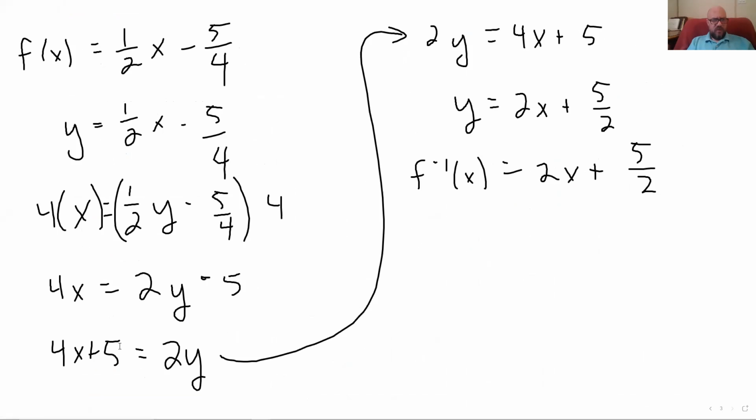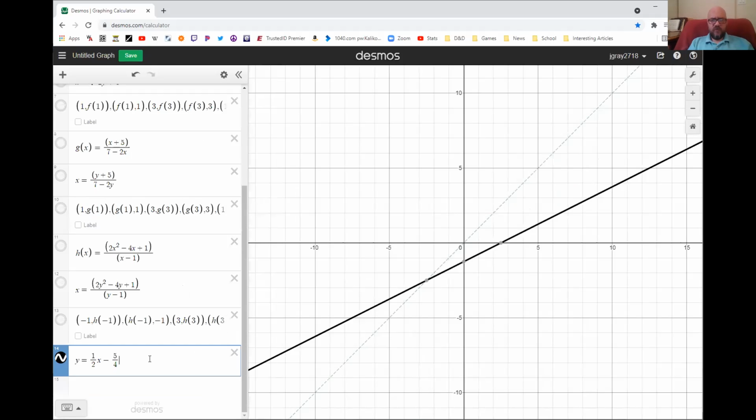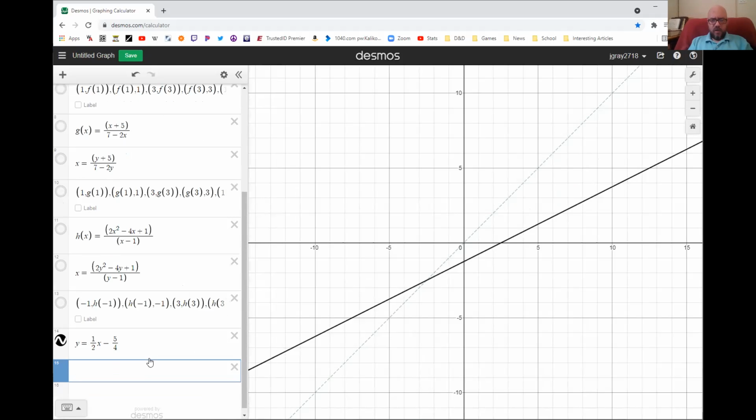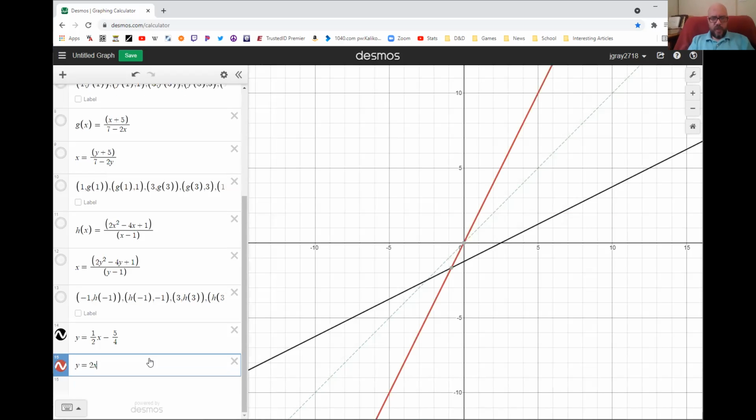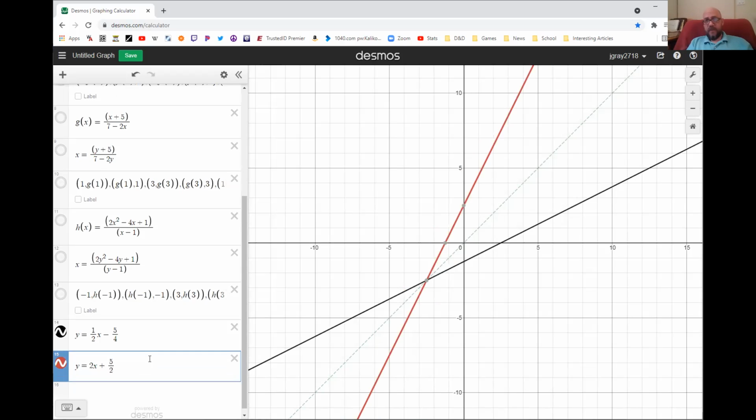Okay, and then we got 2x plus 5/2. Now, there's the thing I'm going to be finding the inverse of. So we've got y equals 2x plus 5/2. That looks right to me, right? That's a nice mirror image. So there you go. That's basically all there is to it when you're finding inverses of linear functions. Switch x and y, solve for y, and that's it. Then you're done.